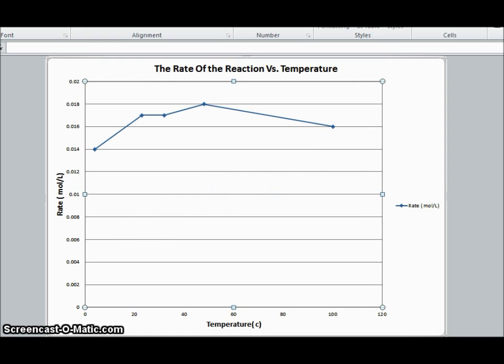In graph number 3, we are testing the rate of the reaction versus the temperature. So our x-axis is the temperature and our y-axis is the rate of the reaction. And when the temperature is so high, it causes the enzyme to become completely inactive. Then we draw the points, then we try to connect them, and we figured out that the maximum rate is 0.018 and the temperature is 50 degrees Celsius.